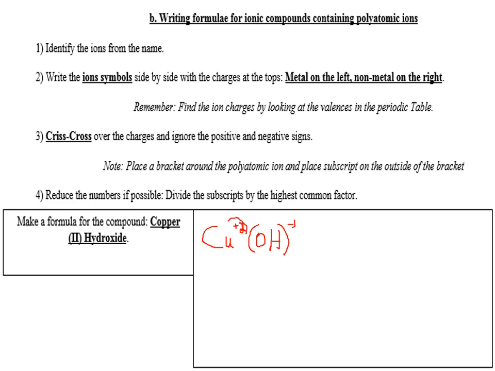Then crisscross. Bring the 2 all the way to the bottom right of the bracket here, and the negative 1 all the way to the bottom of copper over here. So now we have Cu. I'm not going to write the 1 because we know that it's implied. OH, keep it in brackets, 2. I knew this was copper 2 plus because it told me copper 2 hydroxide.